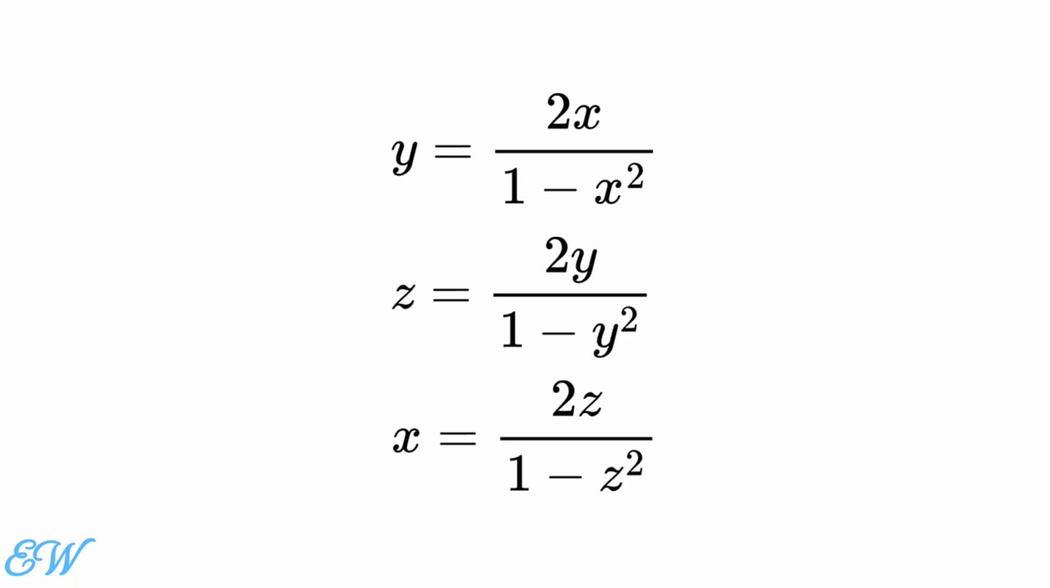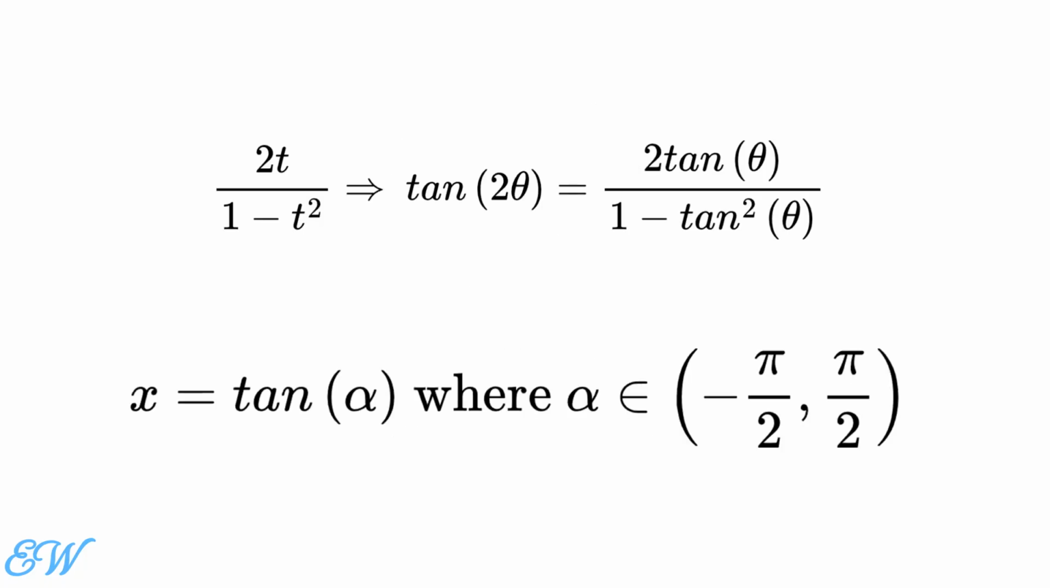Using the same logic, we can get all three variables. So y is equal to 2x over 1 minus x squared, z is equal to 2y over 1 minus y squared, and x is equal to 2z over 1 minus z squared. Now we see that every single one of those variables is in the form 2t over 1 minus t squared, where t can be any of those variables.